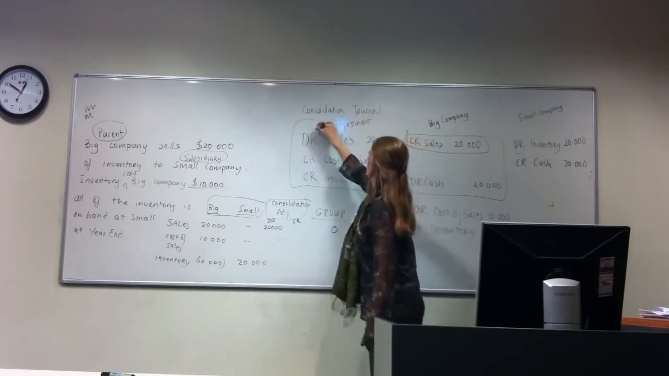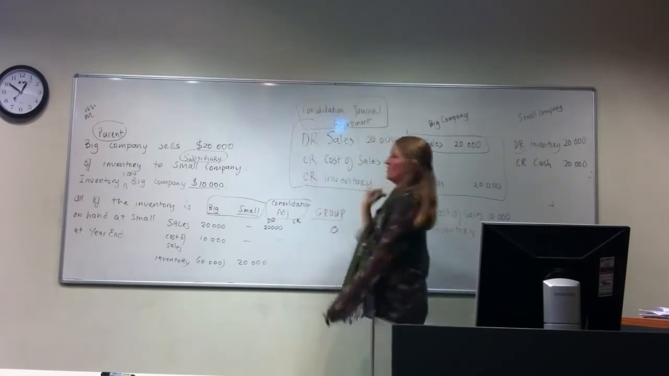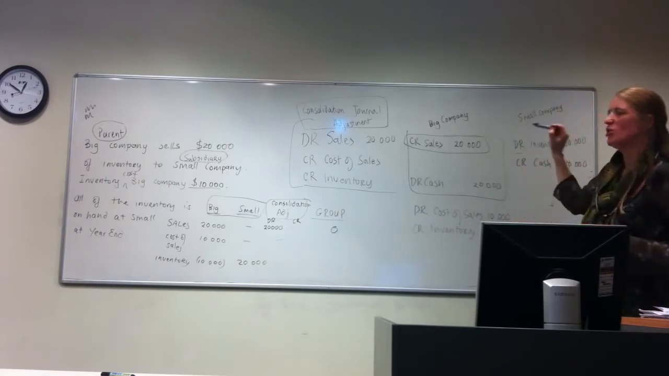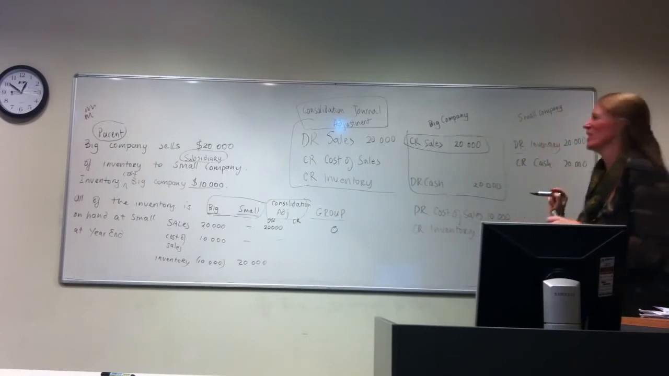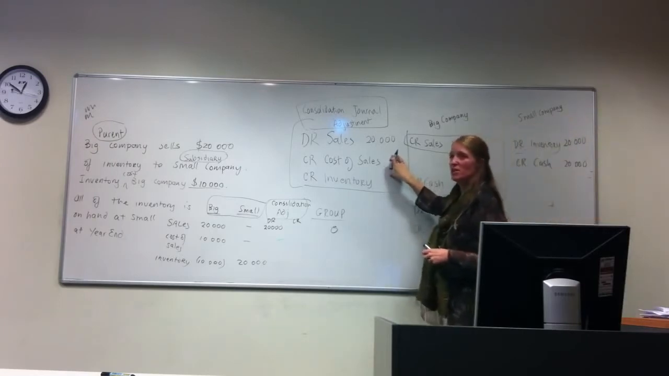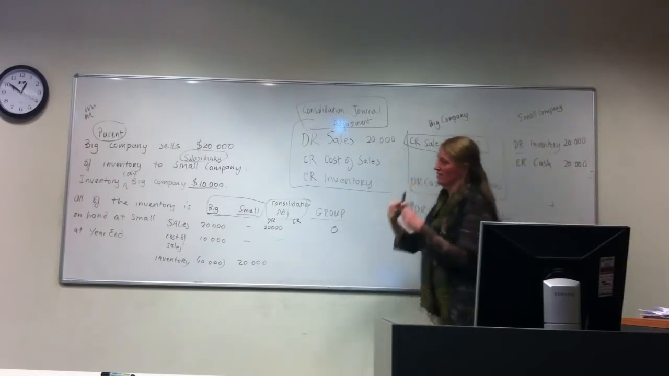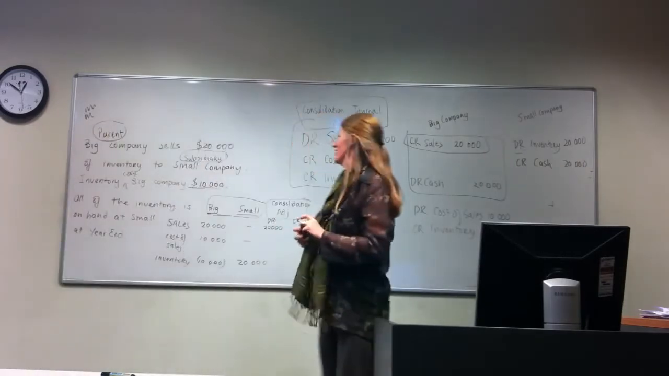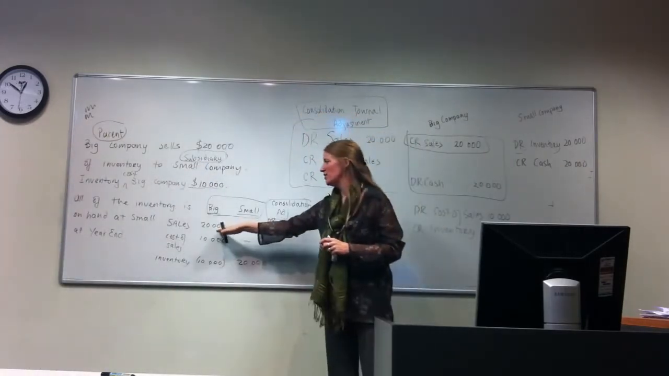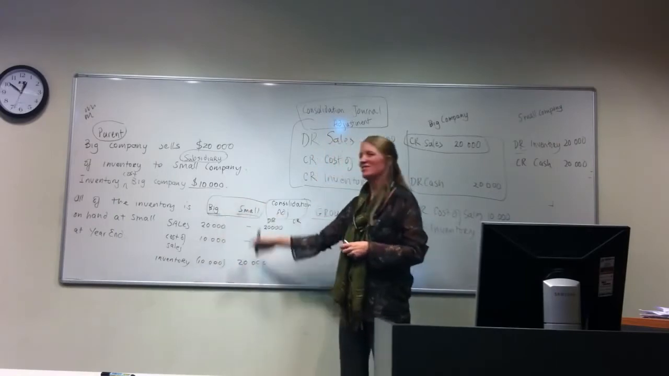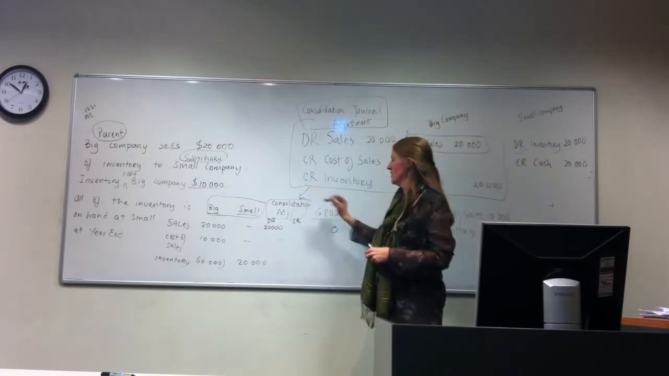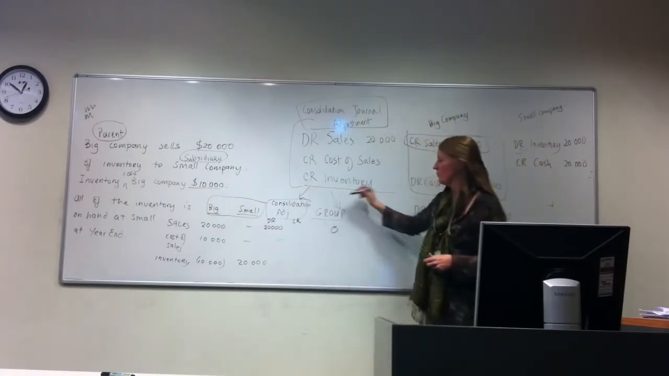Okay. So this is a consolidation journal adjustment. The other very important thing is that when you're doing a consolidation journal adjustment, the adjustment does not in any way affect the books of big company and small company. So the consolidation adjustment does not change these figures, the figures in big and the figures in small. Okay? The only reason why we do these consolidation adjustments is in order to get group figures.